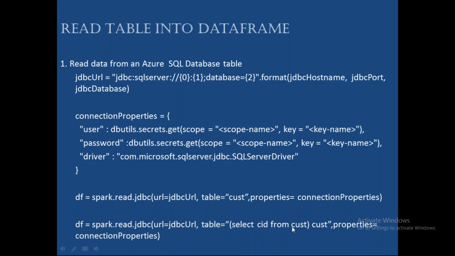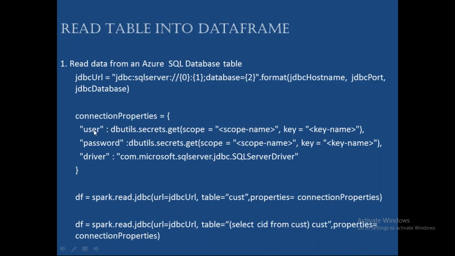So you can say select CAD from cust. Only the CAD column I am selecting. The result I will keep in a temporary table called cust. So you need to give something like that. The result you need to assign to some other table, something like this, cust. Okay. So properties equal to connection properties.